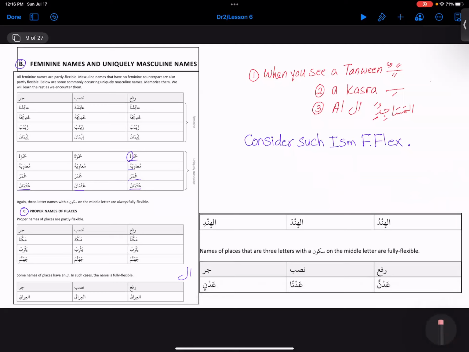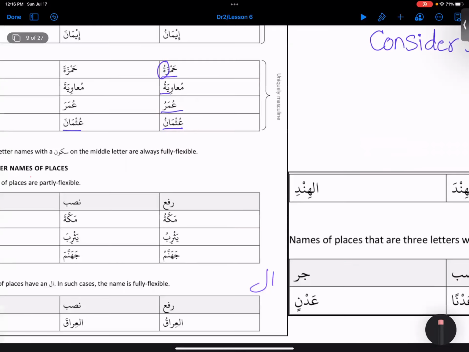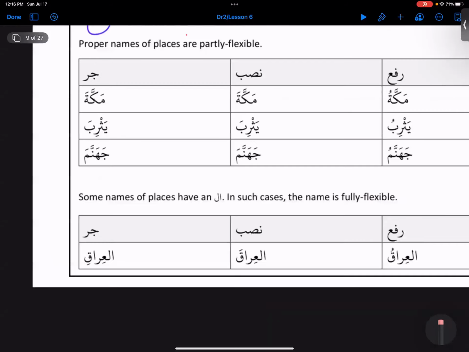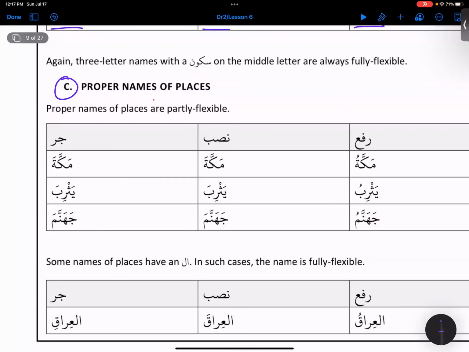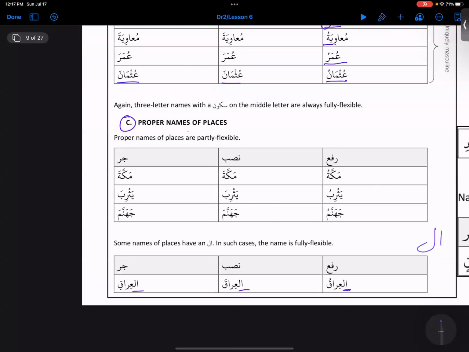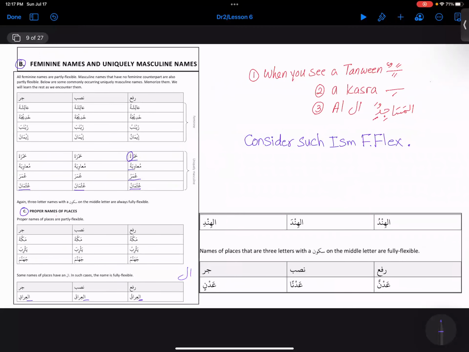Even though we said that names of places are going to be partly flexible, remember the rule of al. When we put al on these places, they become fully flexible. The example is given: al-iraqu, al-iraqa, al-iraqi. So we said that names of places are partly flexible, but as soon as I put al over here, it has become fully flexible. Al-hindu, al-hinda, al-hindi. And even the word, we said the three root letter rule also applies here. Ha, noon and dal, and noon has sukun. So now it makes it fully flexible.